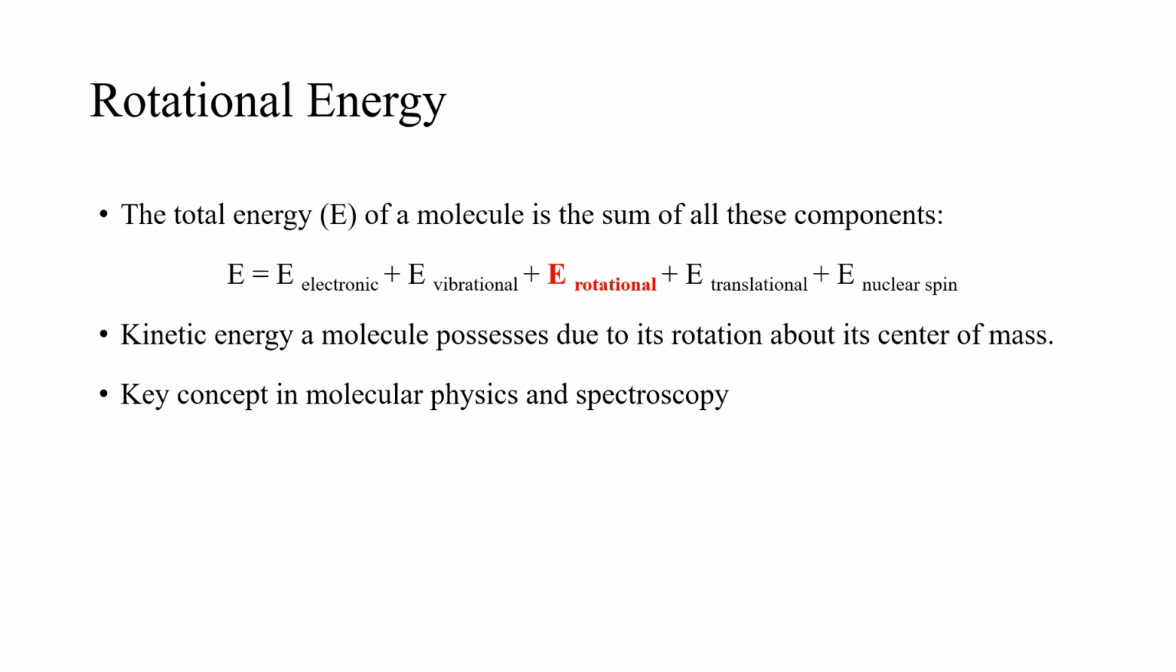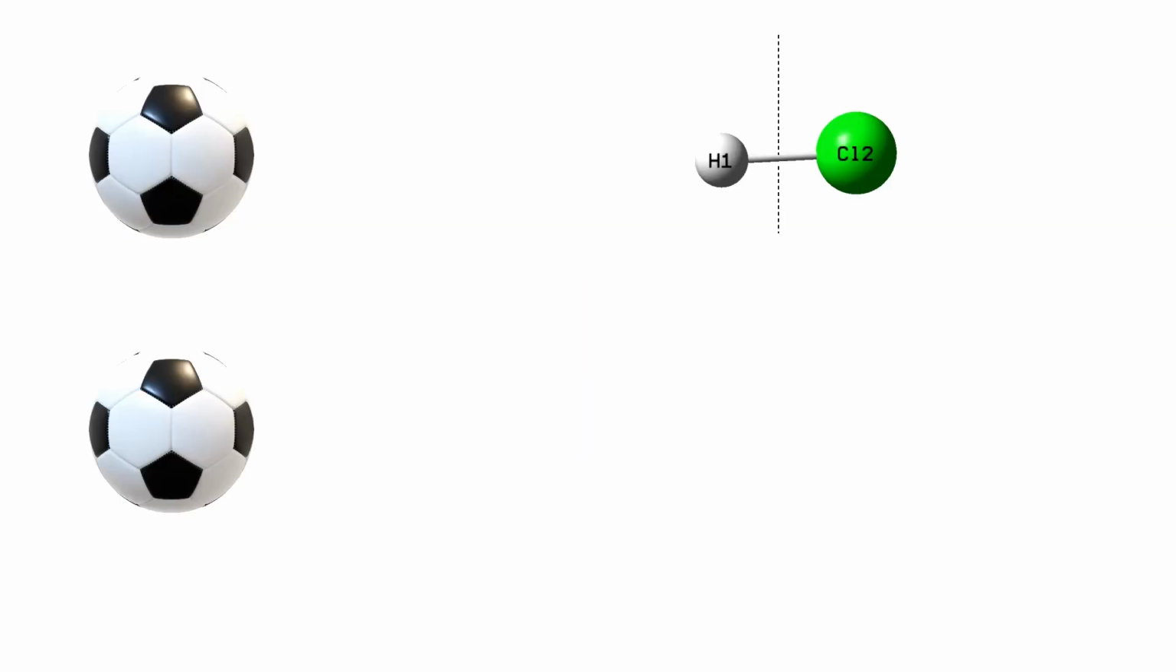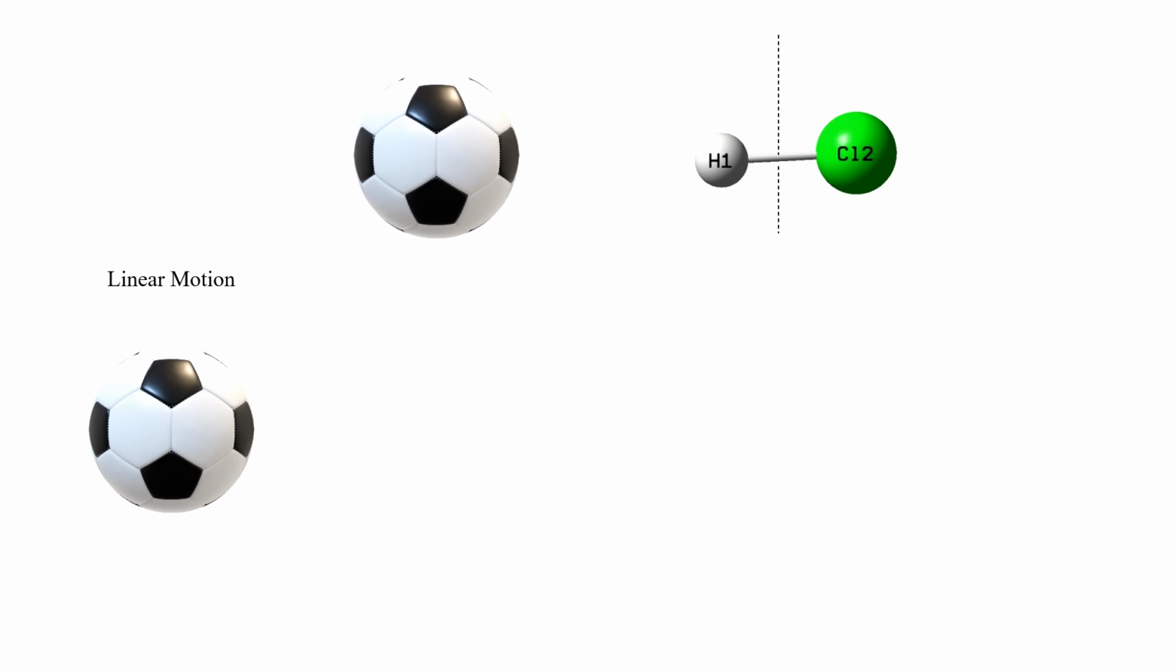It is the kinetic energy of a molecule due to its rotation about its center of mass. The understanding of rotational energy is a key concept in molecular physics and in spectroscopy. So what is linear motion? The ball is moving from one point to another point in a rectilinear motion.